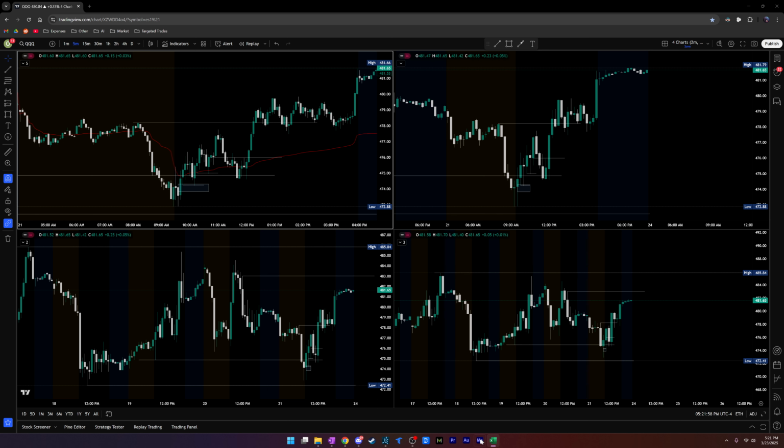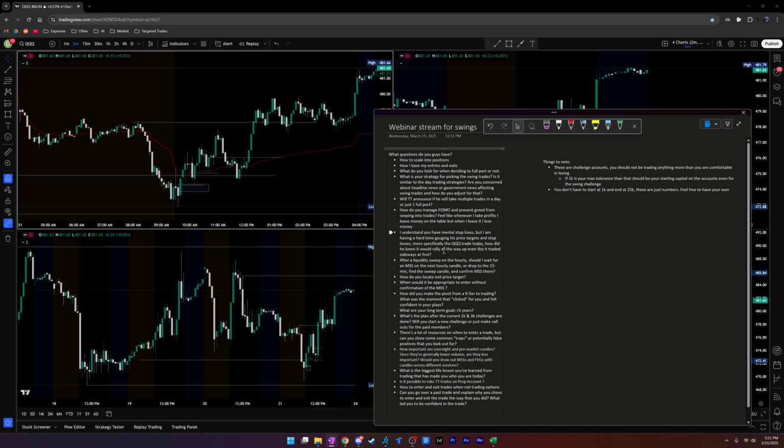But in a nutshell, it's because these swing trades were based on longer time frames. So even though the shorter time frame may be a little bit bearish, the longer time frame consensus is a little bit bullish. After a liquidity sweep on the hourly, should I wait for a market structure shift and a next hourly candle or drop to the 15-minute? No, you can drop down.